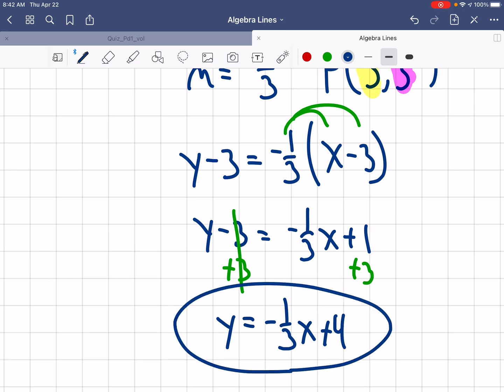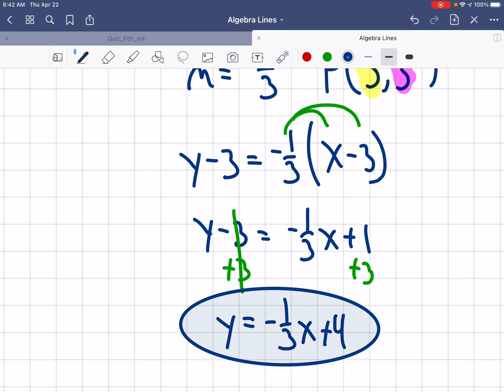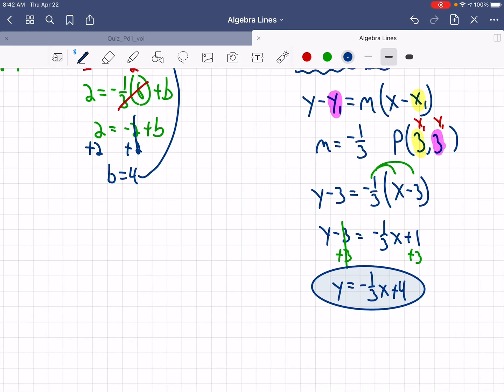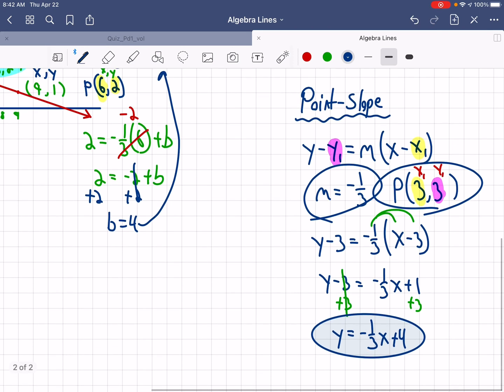Now the reason this is my favorite is because you don't have to go and find b and plug it back into something. This is a one-stop shop sort of deal. You know your slope, you know your point, you plug them in, and then you solve for y. You isolate y. You move everything to the right side and leave y on the left. So that's how you use point slope. That's how I learned when I was in algebra. I'm pretty confident that that's what I did.